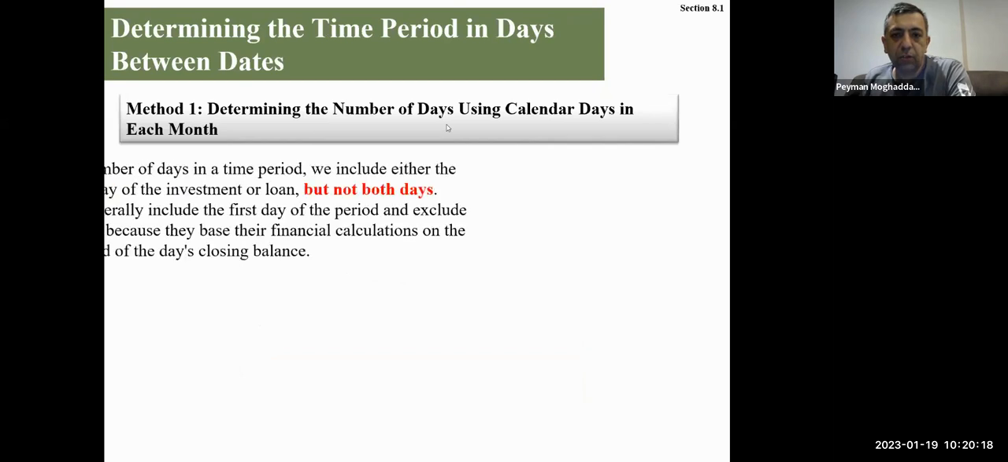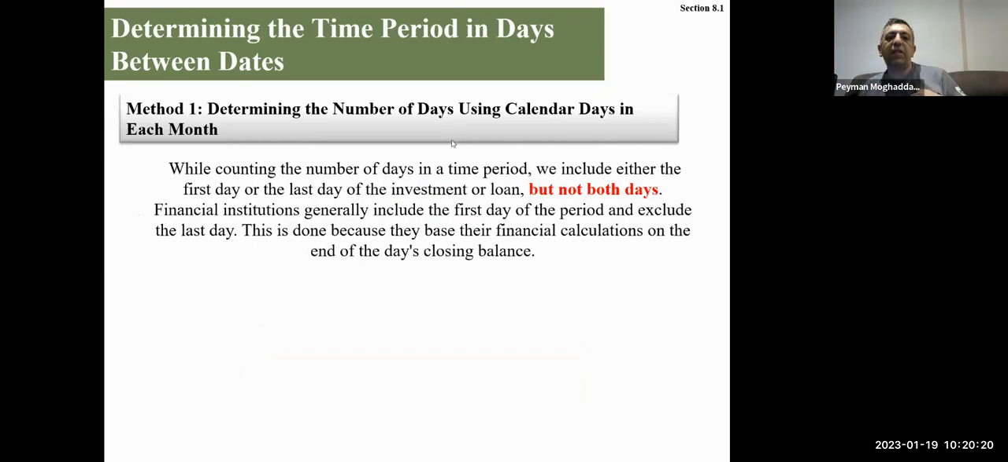And so how do you determine the number of days using the calendar days in each month? Okay, while counting the number of days in a time period, we include either the first day or the last day of the investment or loan, but not both days. Financial institutions generally include the first day of the period and exclude the last day. This is done because they base their financial calculation on the end of the day's closing balance.